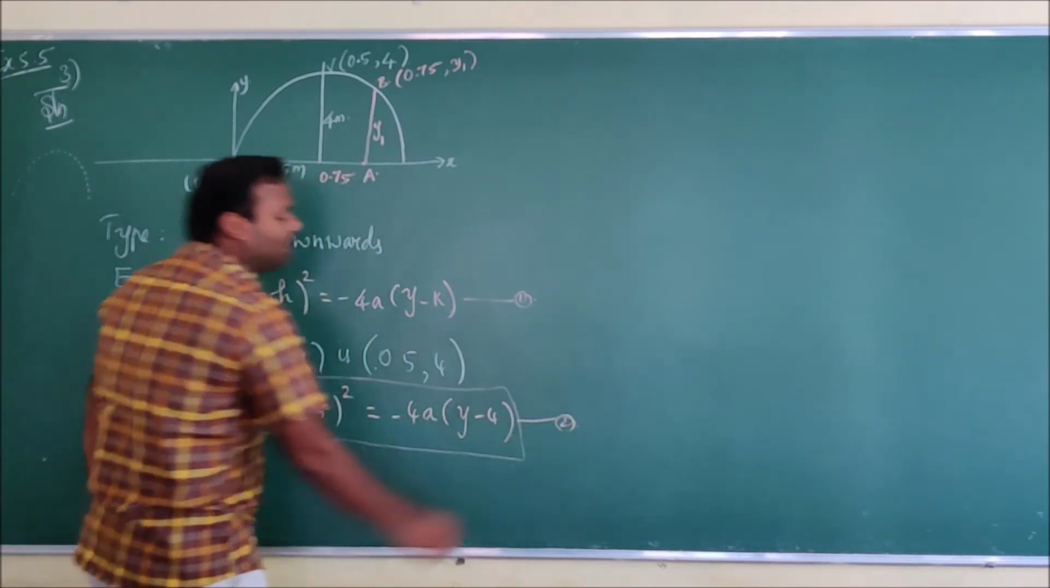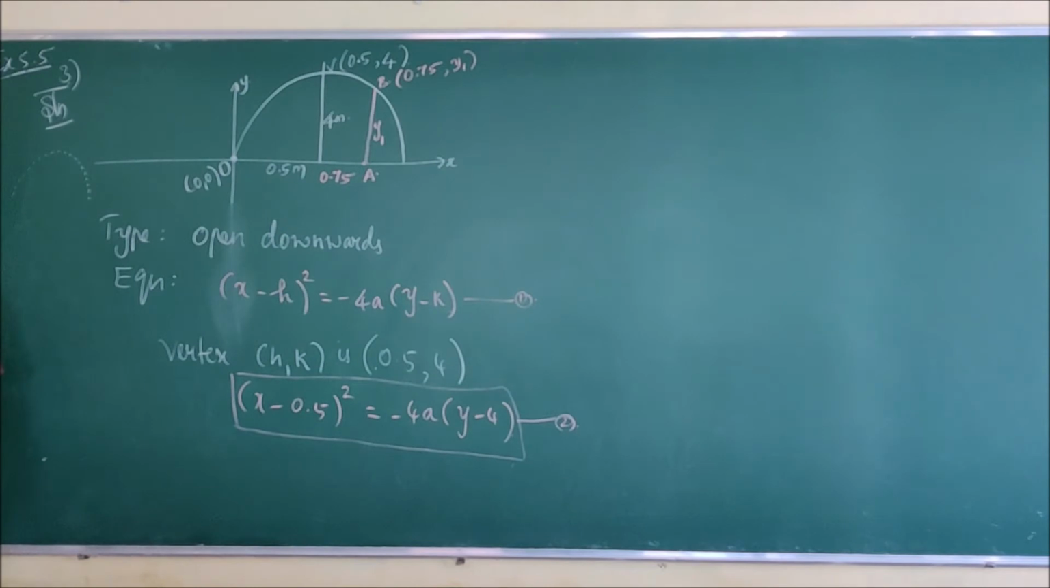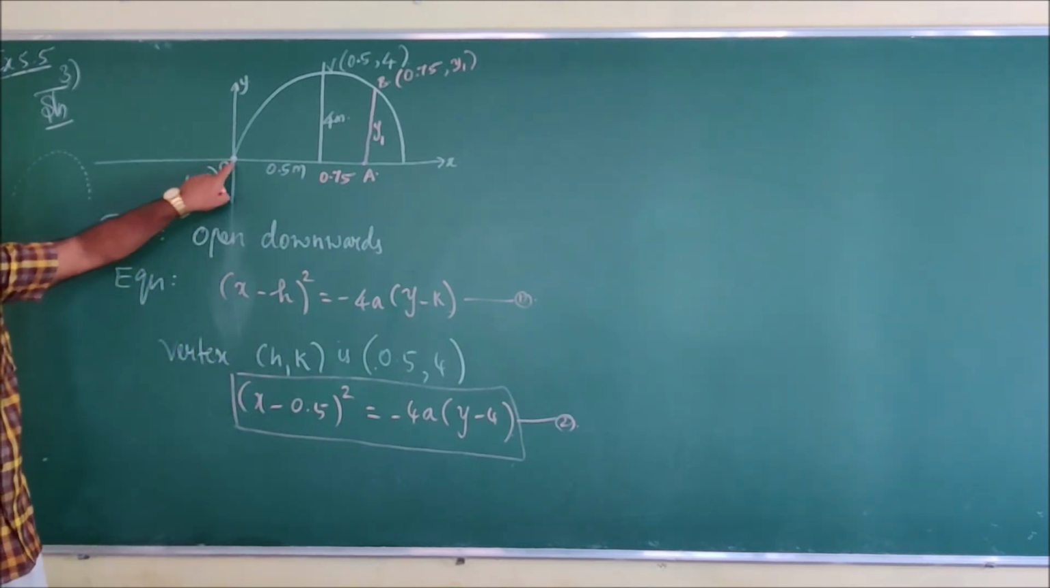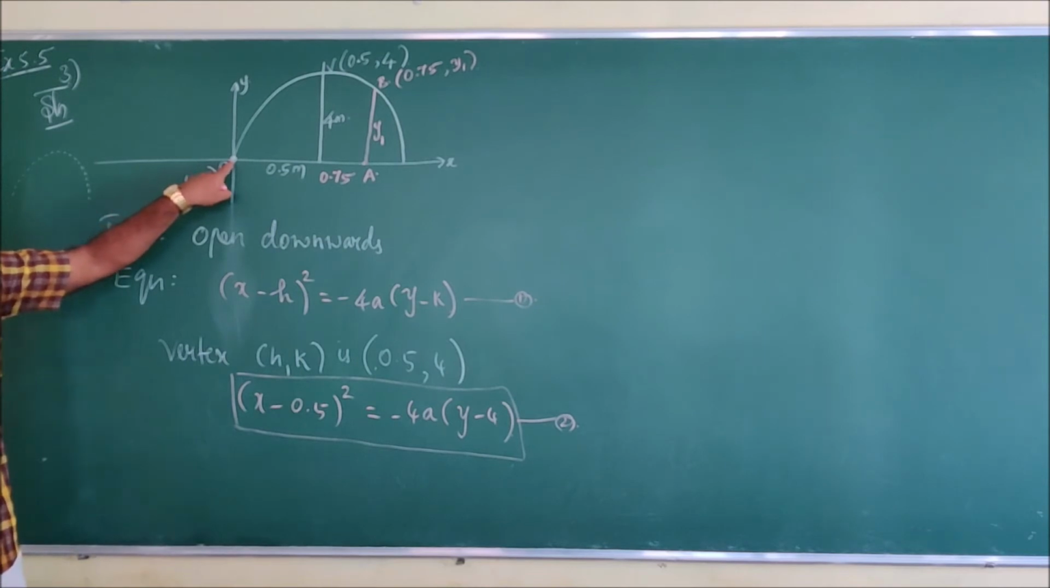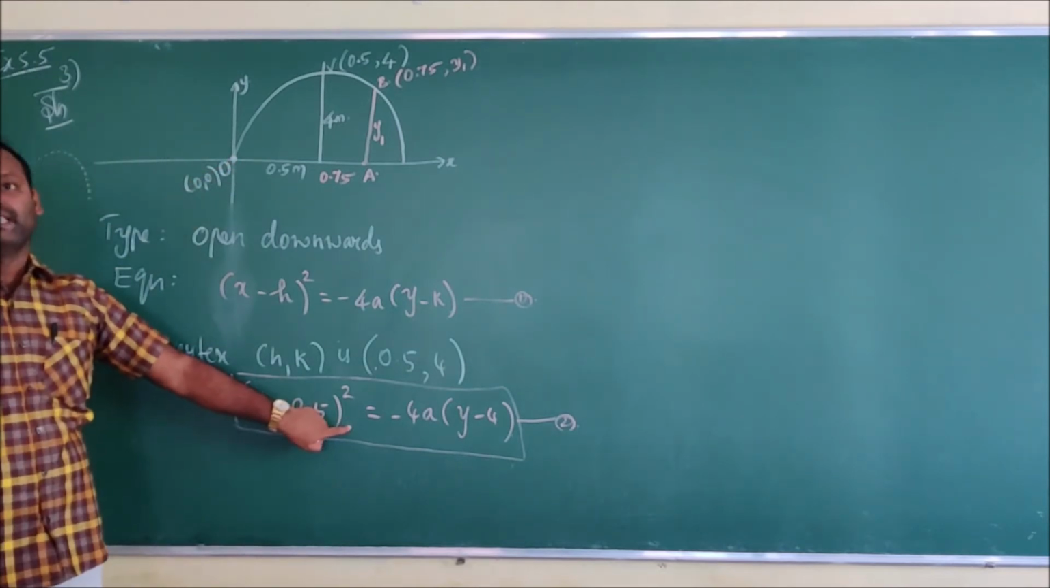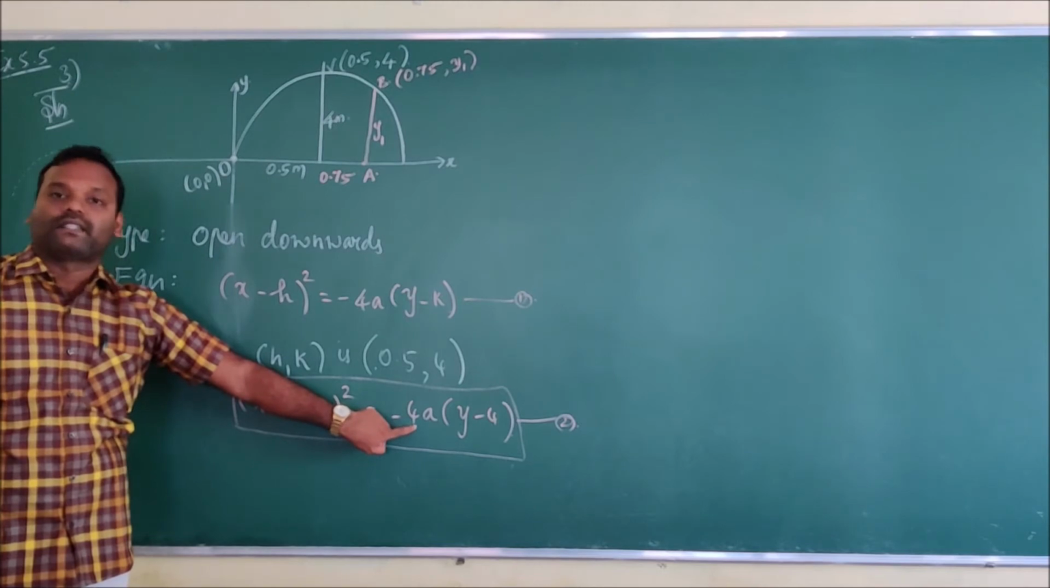Let us take this as equation number 2. Okay. Next step, we have the point through which the parabola passes. The parabola passes through the point 0, 0. By substituting this in the second equation, we can find the constant 4a.